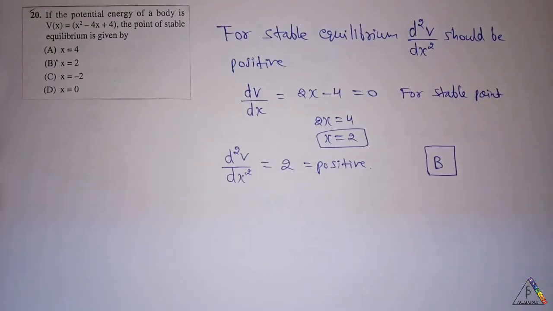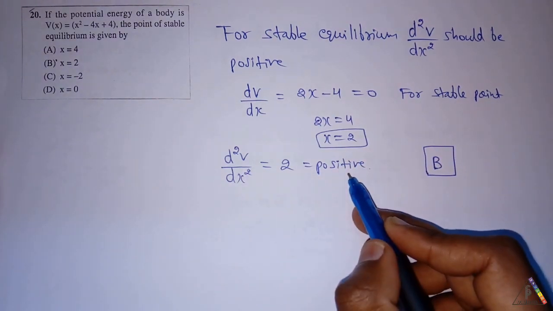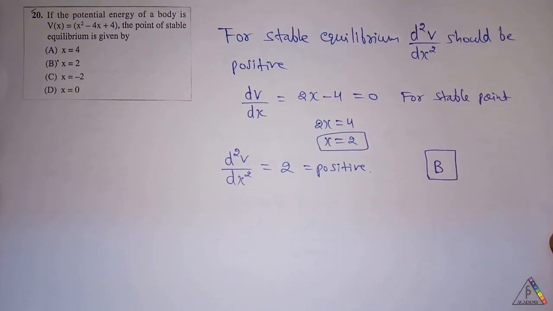Next question is, they are given the potential energy of the body, and we have to find the stable equilibrium. First, we know that for stable equilibrium the second order derivative of the potential energy will be positive, and to find that stable equilibrium point the first order derivative of the potential will be equal to 0. By simplifying we get x equals 0 and the second order derivative as positive. Therefore for this question the answer is B option.